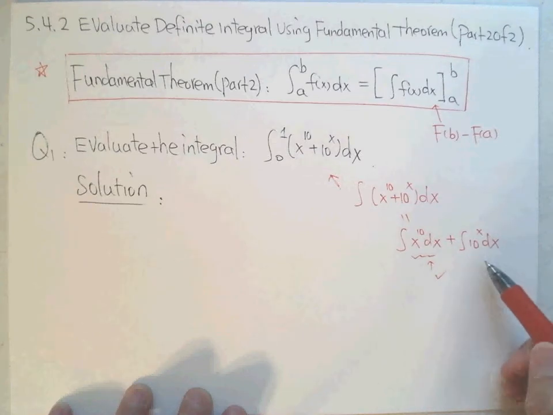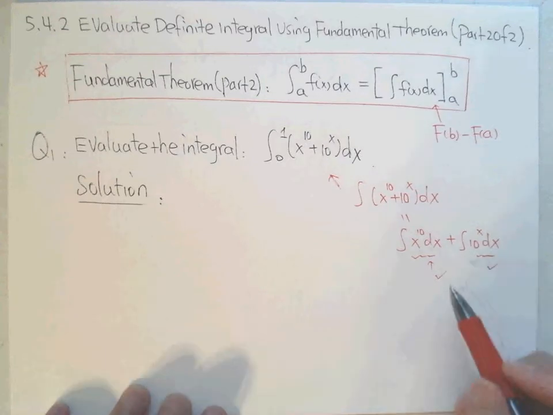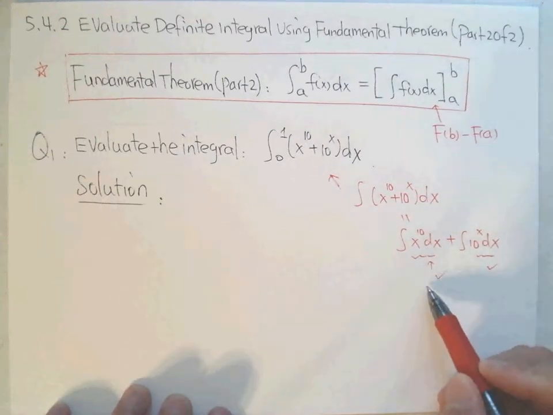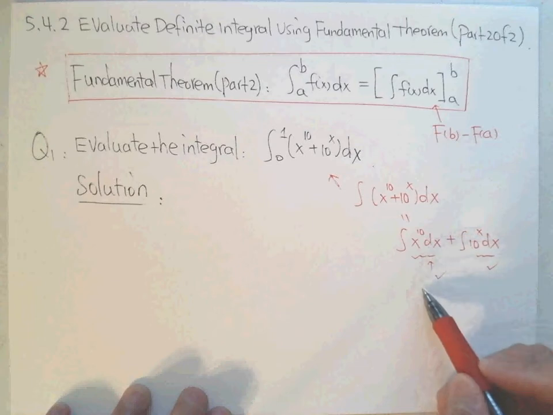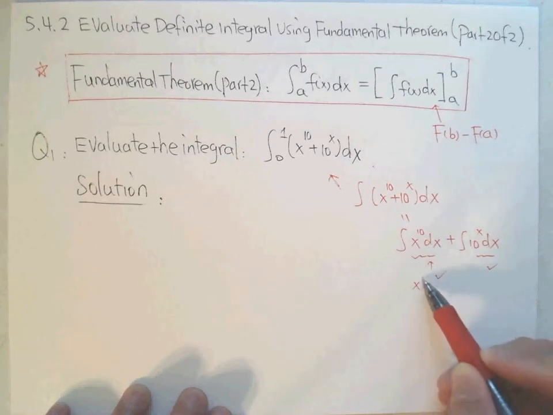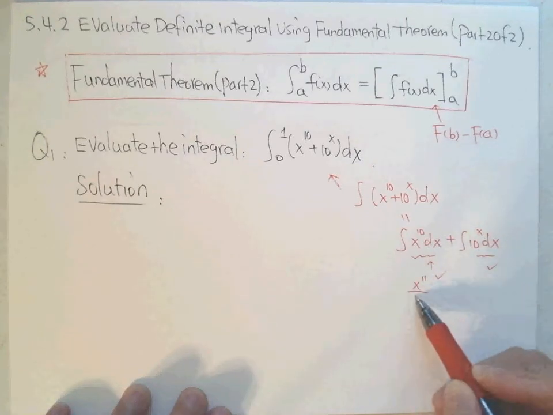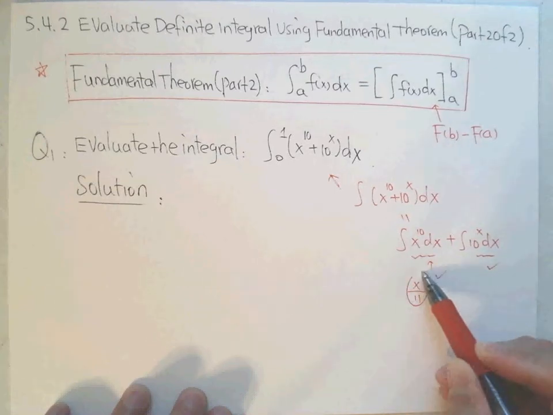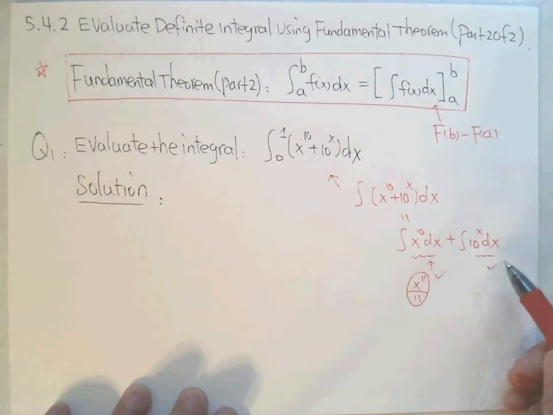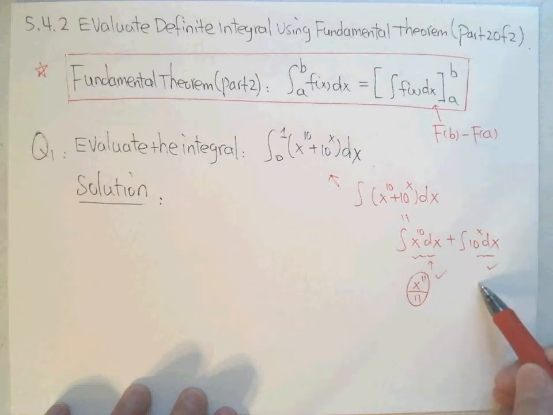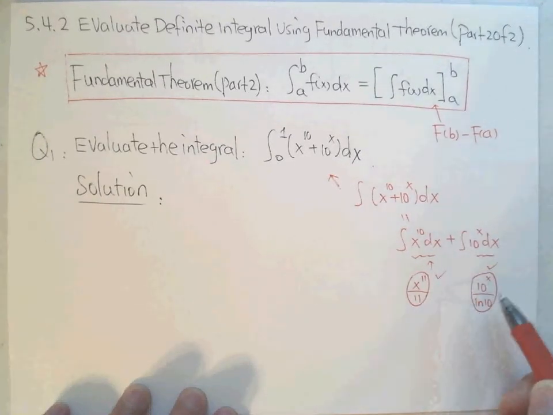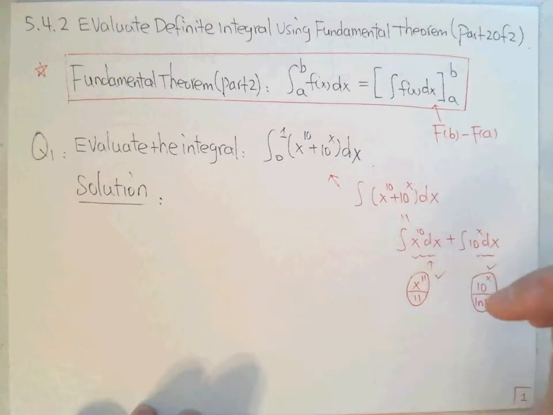So for these, we can directly find them. The antiderivative of the first is the power, so x raised to the 11, then divided by 11. This is the first. What about the second? If we go back to the formulas, it is the exponential 10 raised to the x power, however we need to divide it by ln 10. This is the second. Put these together, and it is the antiderivative of this function. Okay, that's all we need.